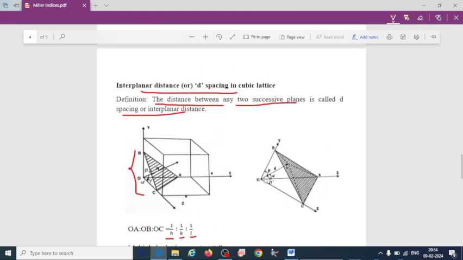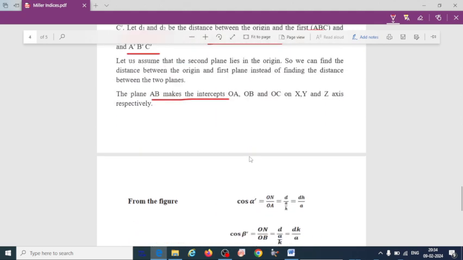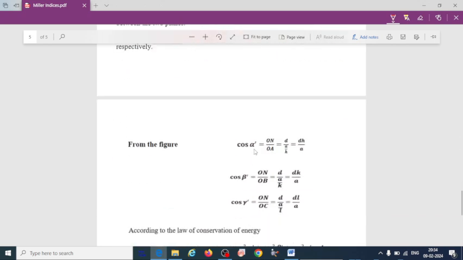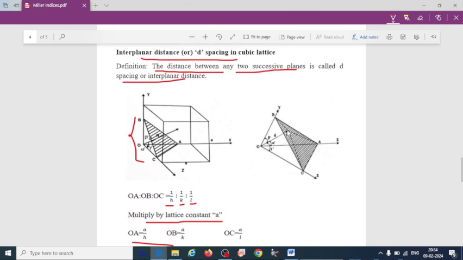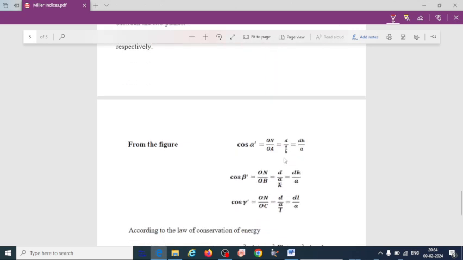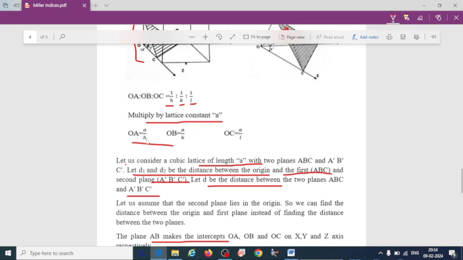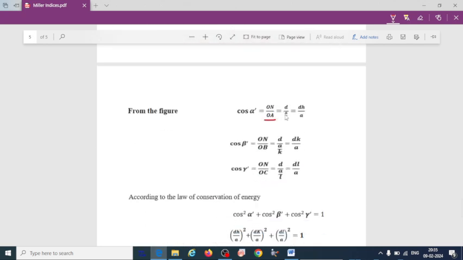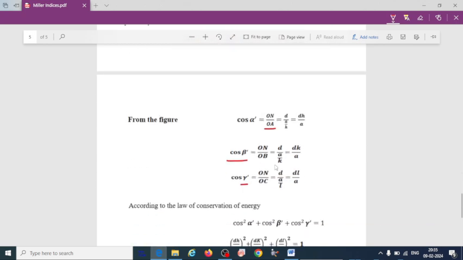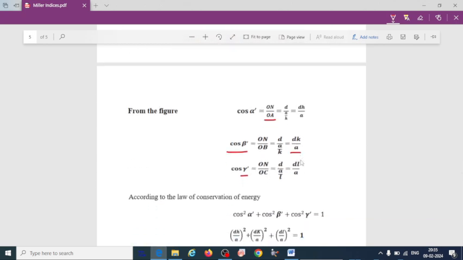These are denoted in terms of Miller indices and the lattice constant. From the figure, there are angles made by the intercepts OA, OB, and OC: alpha, beta, gamma. We can use cos alpha, which is base by hypotenuse. ON by OA, where OA is a by H. ON is d, the interplanar spacing between the two planes. So d divided by a/H gives dh by a. Like that, for cos beta and cos gamma, the angles made by OB and OC from the origin, we have dk by a and dl by a.